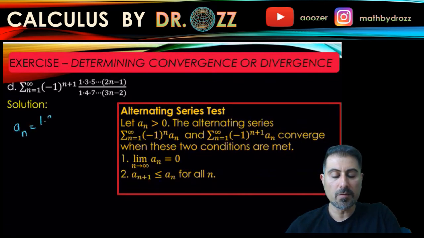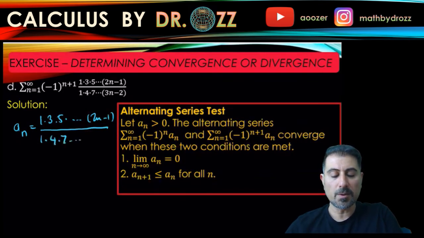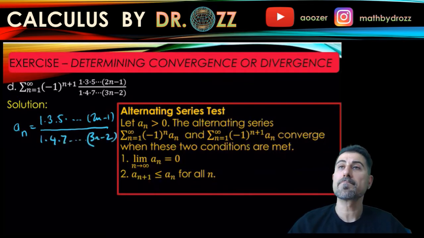So 1, 3, 5, all the way. It's the product of all odd numbers starting from 1 all the way to 2n minus 1. And this is the product of numbers 1, 4, 7 following some pattern, 3n minus 2. Okay.